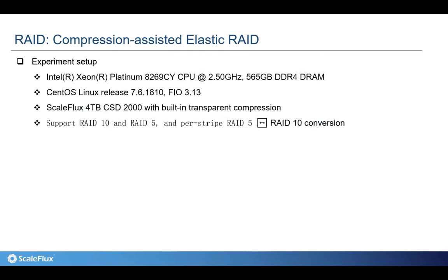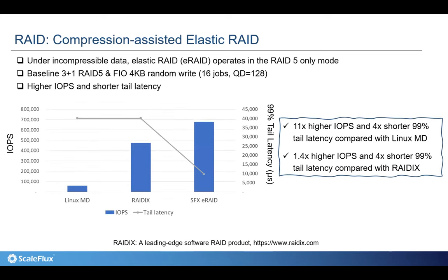We implement the prototype of our elastic RAID, and we dynamically change the configuration between RAID 5 and RAID 10. Again, we use SD2000 as the target SSD. And below are the results. We first evaluate the performance and tail latency using uncompressed data. And the baseline RAID configuration is 3+1 SSDs. And we also choose Linux MD and RadiX as the competitors. And RadiX is the leading edge software RAID product.